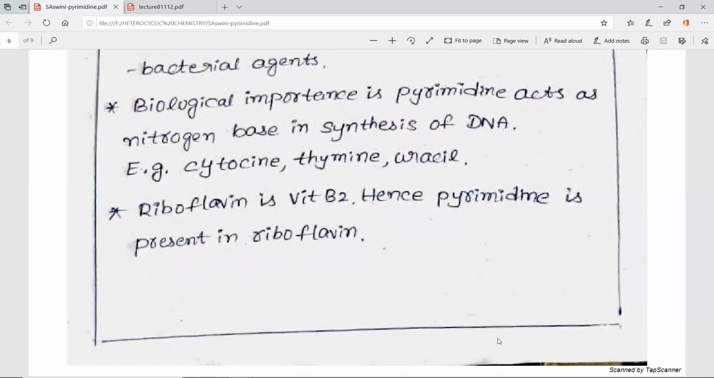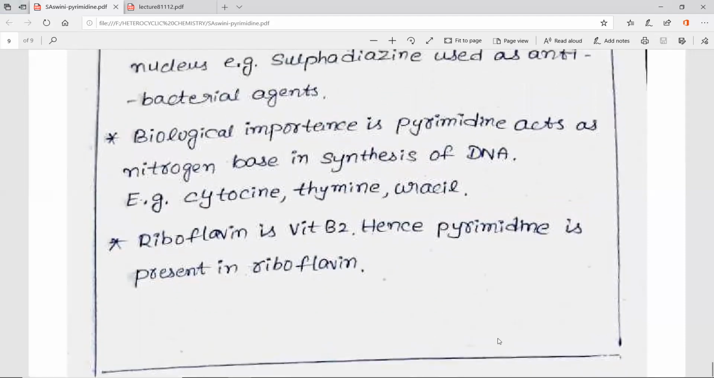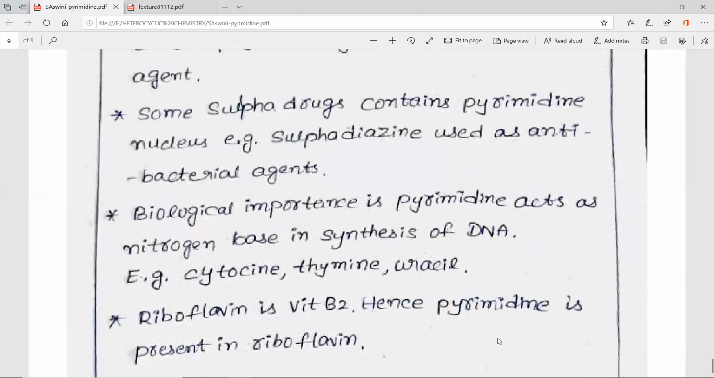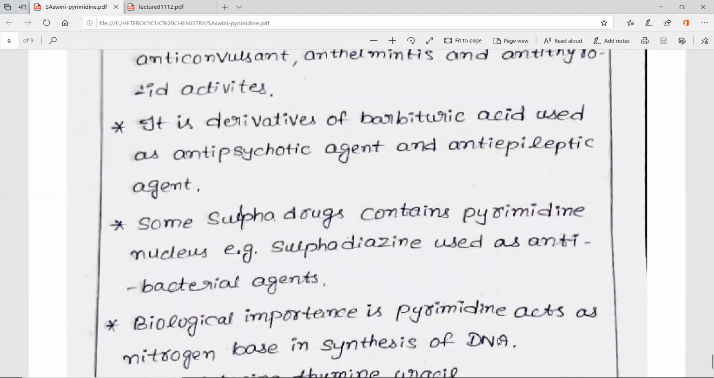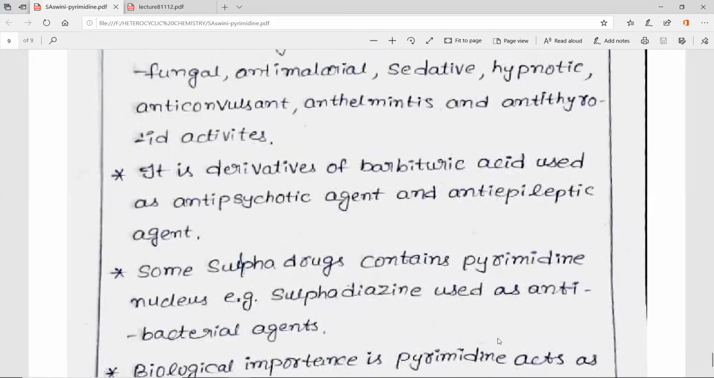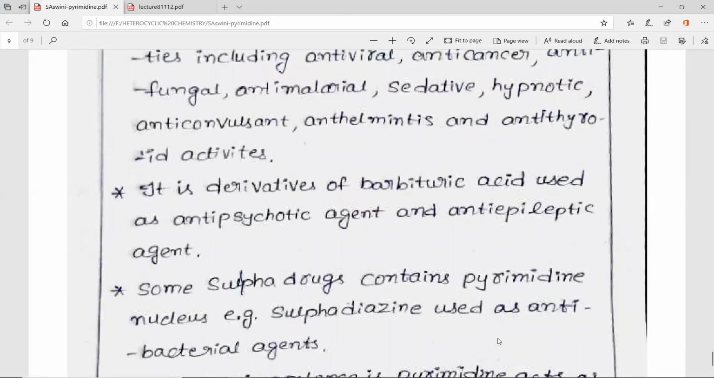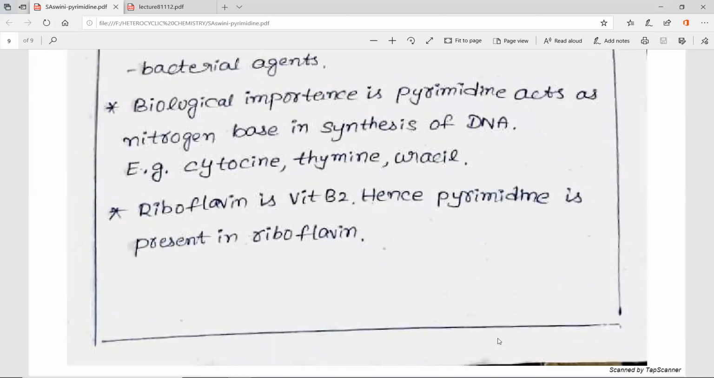So biological importance: pyrimidine acts as a nitrogen base in the synthesis of DNA. Riboflavin is vitamin B2, hence pyrimidine is present in riboflavin. So it occurs in many of the naturally occurring compounds, and it also forms a part of many useful drugs possessing various types of activities. This is about the synthesis, reactivity, and importance of pyrimidine.